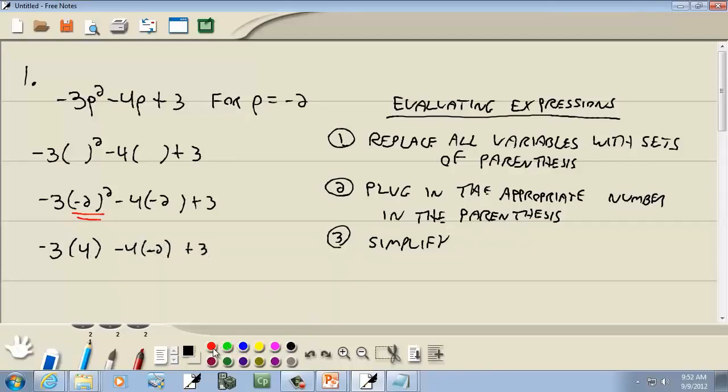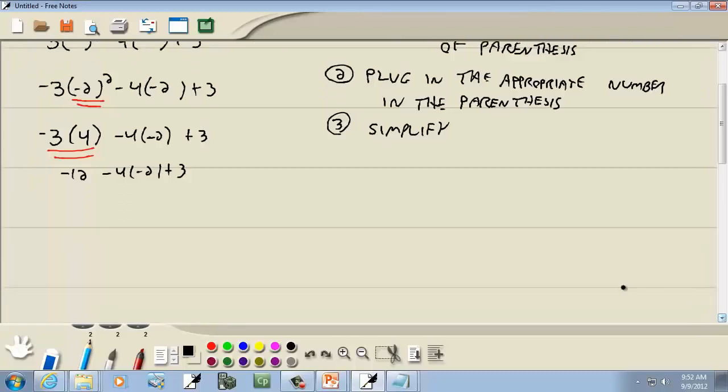Please excuse my dear. So I do multiplication next, or division. Negative 3 times 4 is negative 12, minus 4 times negative 2, plus 3. Negative 4 times negative 2 gives us a positive 8, plus 3. Now the Aunt Sally part, addition, subtraction. So we've got negative 12 plus 8 gives us negative 4, plus 3 gives us negative 1. And that's our answer.